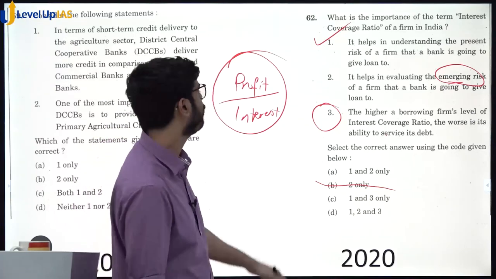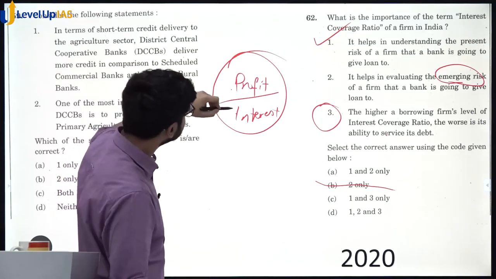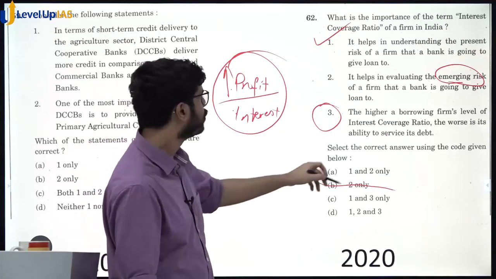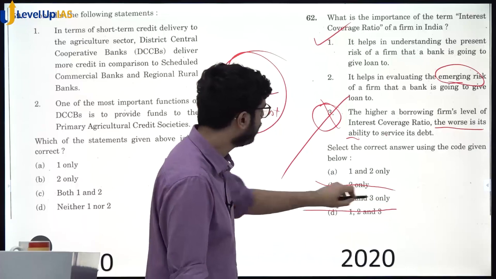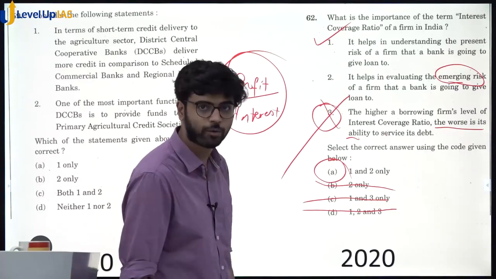False. Absolutely false. The higher a borrowing firm's level of coverage ratio, which means either interest is very low or profit is very high, the better its ability. So the worse its ability nahi hoga. This is false. This is absolutely false. Three gone. Answer is 1 and 2 only. Even if you don't know 2, answer is 1 and 2 only.